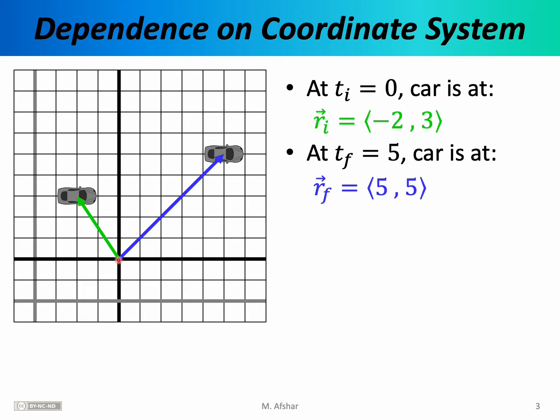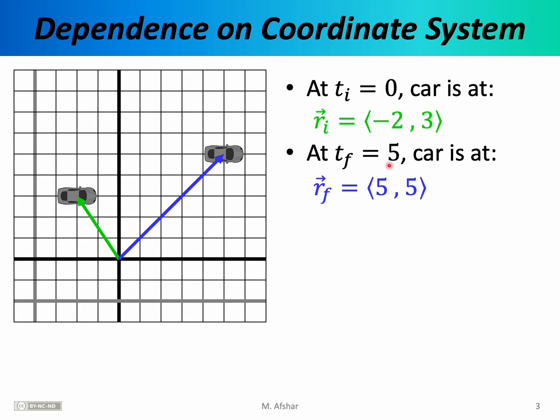Well, with the new coordinate system, the initial position of the car, R sub i, is now -2, 3. Notice that it's the same initial position and the same final position as before. What has changed is the coordinate system. What has changed is the origin, or the 0, 0 of the coordinate system. In this new coordinate system, in order to get from the tail to the tip of this arrow, we must travel 2 units in the negative x direction and 3 units in the positive y direction, hence -2, 3.